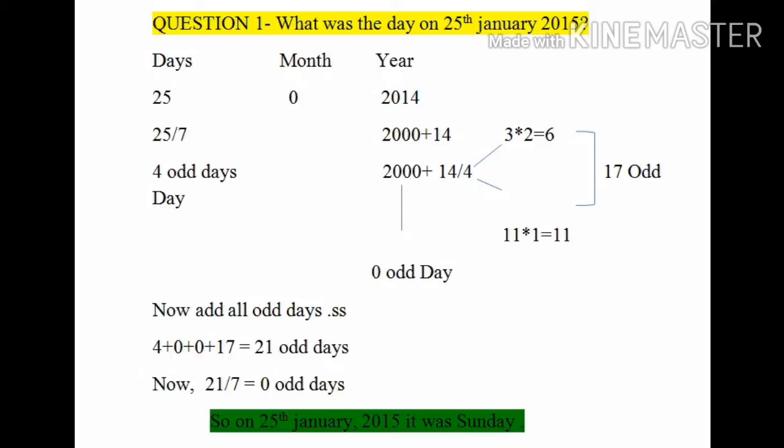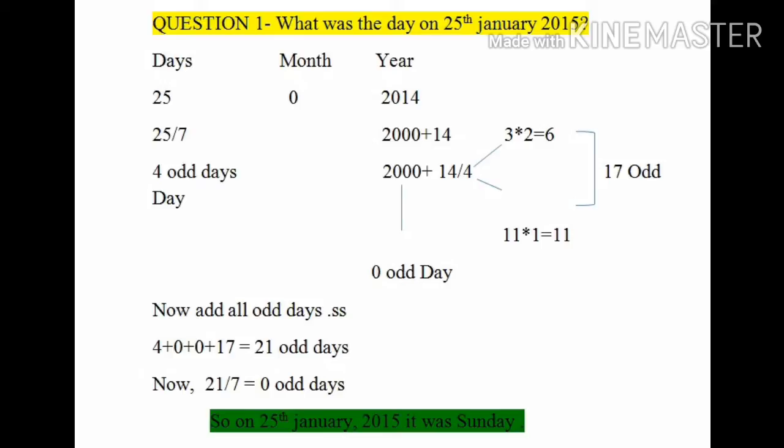So let's move to our first question, that is, what was the day on 25th January 2015? So the solution starts from dividing the date into days, month and year. Here the given date is 25th January, so in days we take 25 and in month we take 0 because January isn't completed yet, and in year we take 2014 because 2014 is a completed year but 2015 isn't completed yet. So now we divide 25 by 7 because every week has 7 days.